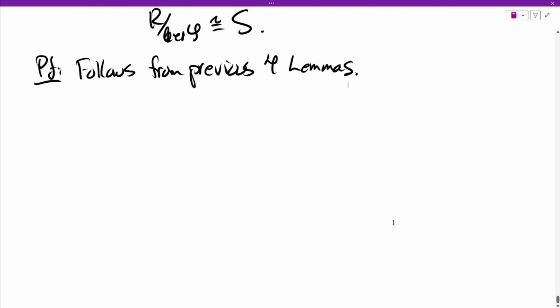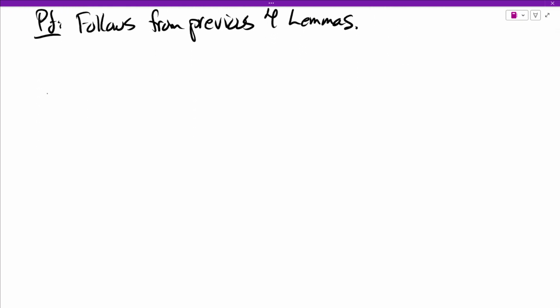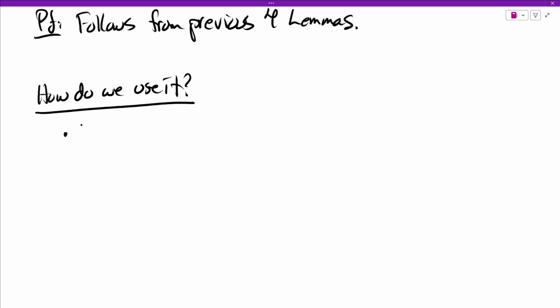So how are we going to use it? Again, very, very powerful theorem. Well, one of the ways in which we're going to use it is we've introduced these R mod I's, right? And we did one example of an R mod I, only one. And well, I guess Z mod M is also an example. So we did like two examples of an R mod I.